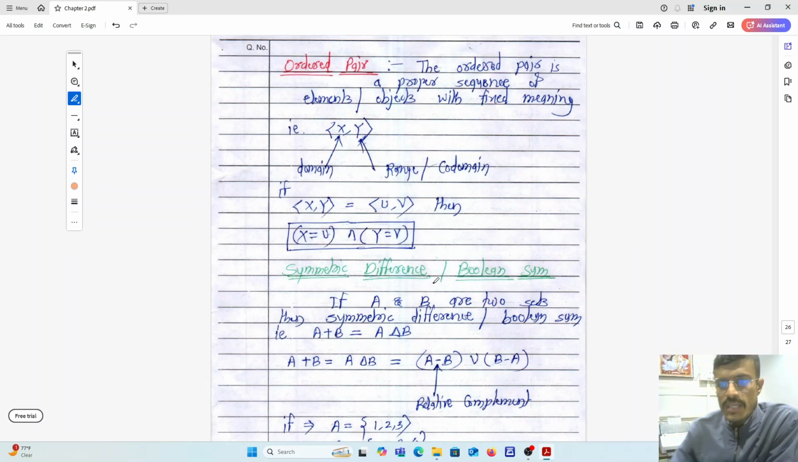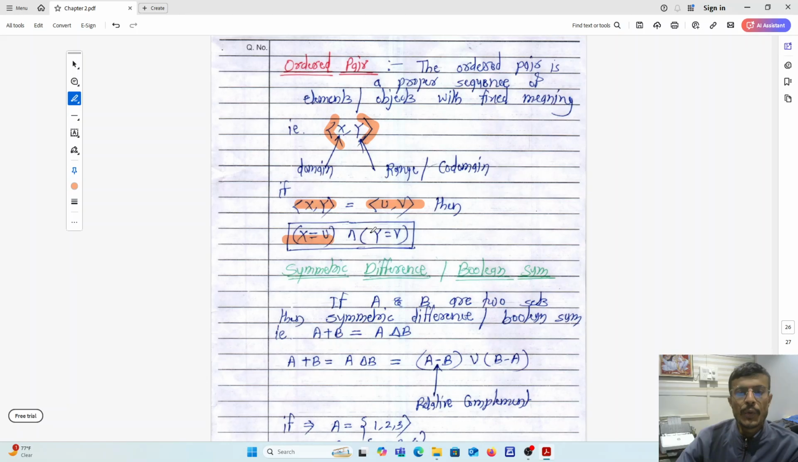Then the ordered pair: you can see the ordered pair is a proper sequence of elements or objects which have a fixed meaning. It is generally denoted as angular bracket X comma Y, where the first element is called the domain, or the first object is called the domain, and the second object is called the range or codomain. Here X is a domain and Y is a codomain. If (X, Y) is equal to (U, V), then X is equal to U and Y is equal to V. Then the ordered pairs (X, Y) and (U, V) are said to be equal to each other.